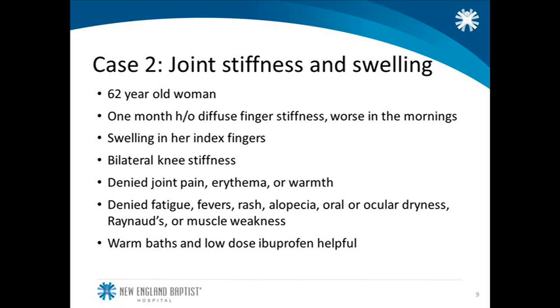The second patient is a 62-year-old woman who developed joint stiffness and swelling. She reported a 1-month history of diffuse finger stiffness that was worse in the mornings. She had noticed swelling in her index fingers as well as bilateral knee stiffness. She denied true joint pain or any erythema or warmth of her joints, and she denied systemic symptoms such as fatigue, fevers, rash, alopecia, oral or ocular dryness, Raynaud's, or muscle weakness. All helpful questions in a patient who presents with new joint pain. She had found that warm baths and low-dose ibuprofen were helpful in reducing her symptoms.